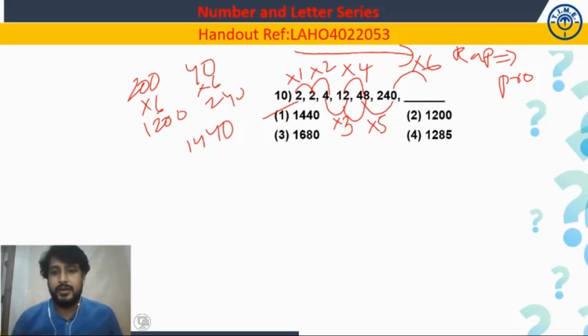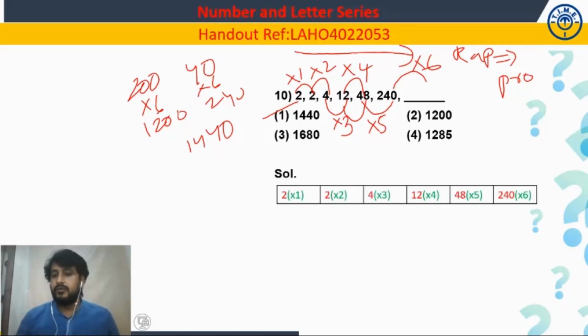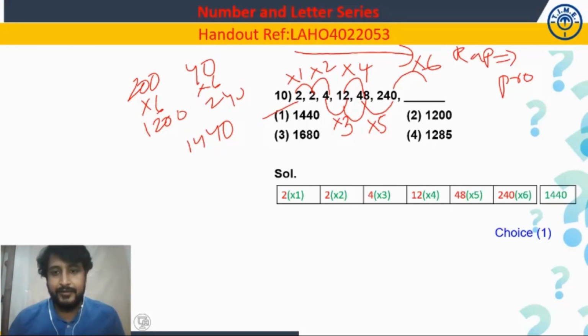The logic is multiplication by consecutive natural numbers. 2 into 1, 2. 2 into 2, 4. 4 into 3, 12. 12 into 4, 48. 48 into 5, 240. And to get the answer, 240 into 6, which is 1440. Choice 1. Note down: into 1, 2, 3, 4, 5, 6, consecutive natural numbers. Okay. Move to question number 11.